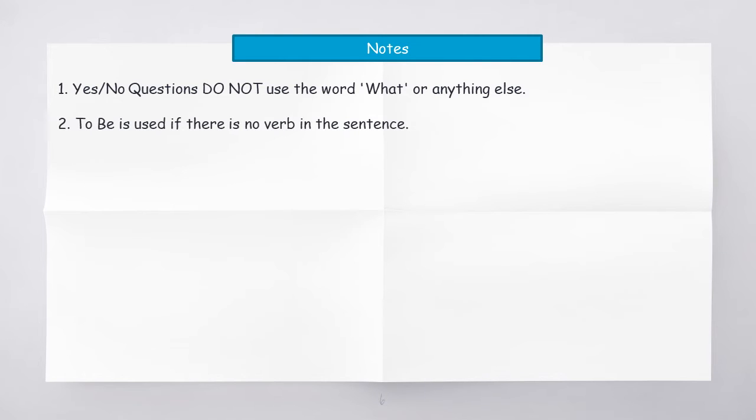From my explanation, I have notes. The first is about yes or no questions: do not use the word what or anything else such as where, why, and others. Second note, to be is used if there is no verb in the sentence, but we use an auxiliary verb for a sentence that has a verb.